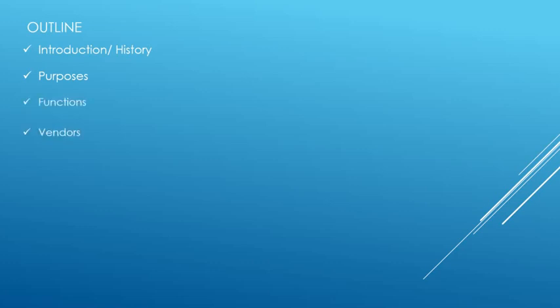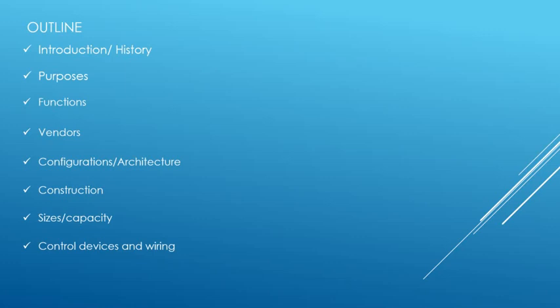We have vendors in different parts of the world supplying automation products, and we'll see the list of vendors. We'll see the configuration architecture of a PLC, both external and internal. Based on construction, we can divide PLCs into three. Based on size and capacity, we can also divide PLCs into three. We look at control devices, both inputs and outputs. We look at wiring as well.